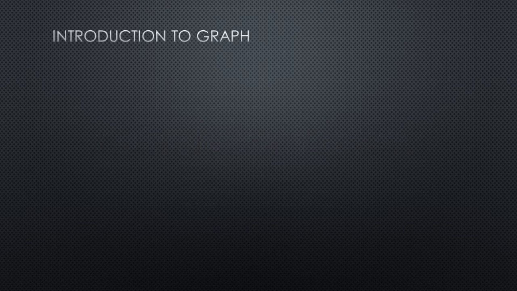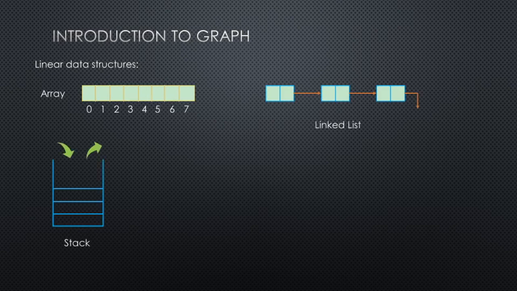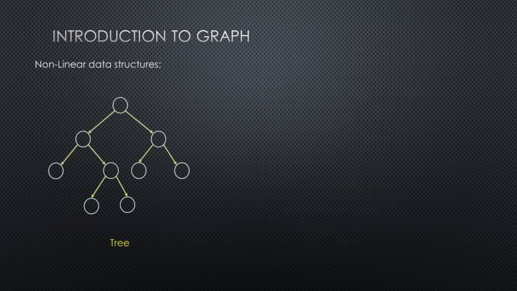Hello everyone! So far in this series on data structures, we have talked about some of the linear data structures, like array, linked list, stack, and queue. In all of these structures, data is arranged in a linear or sequential manner. We can call them linear data structures. And we've also talked about tree, which is a nonlinear data structure. Tree is a hierarchical structure.